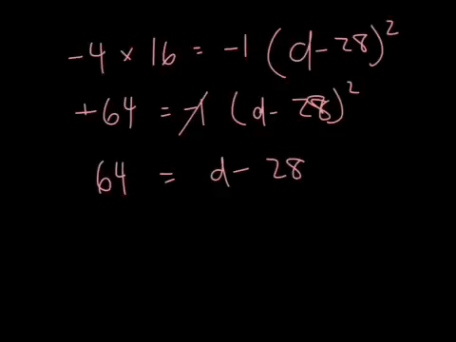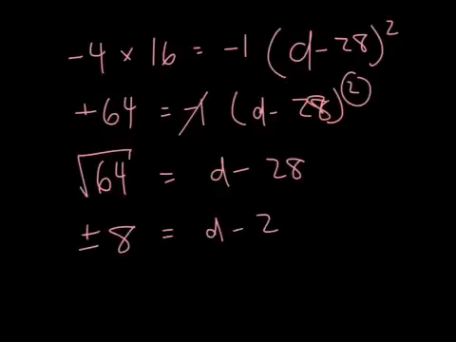If I want to get rid of this squared, I'm going to square root both sides. And here is where the trick comes in, because typically you'd look at this and say the square root of 64 is 8, which is true, although only partially true, because in actual fact the square root of 64 is plus or minus 8. Positive 8 squared gives us 64, and negative 8 squared gives us 64. So the truest answer to the square root of 64 is plus or minus 8, and that's equal to d minus 28.